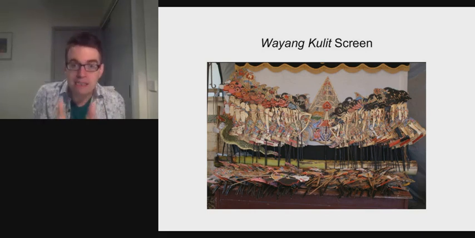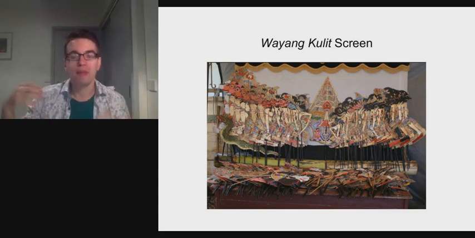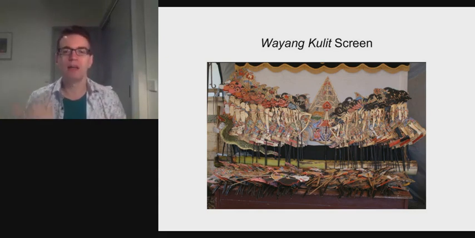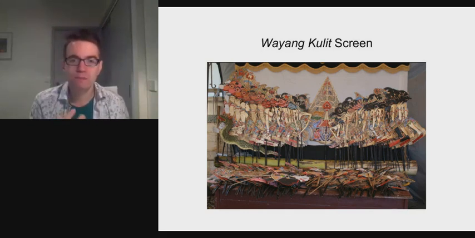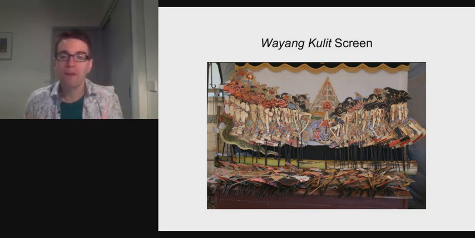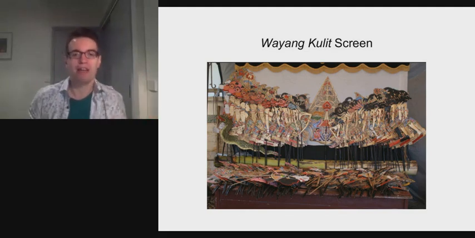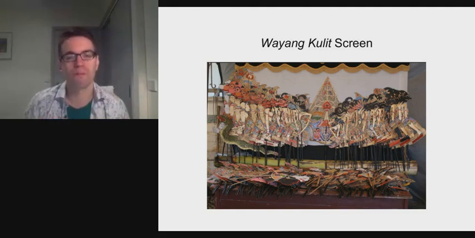The dalang sits in the middle of the screen, and to his right hand side he has all the alus and refined characters, and we can see these characters on the screen because they have predominantly black faces and small features. And the puppets that are more kasar in character are positioned to the left-hand side of the screen. And we can see that the faces of these characters are much bigger and they have bulging features.